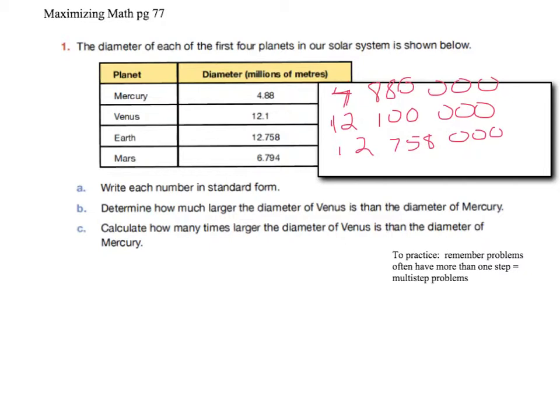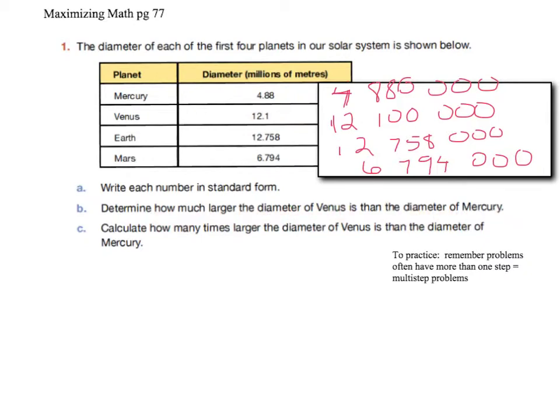6.794 million, so 6,794,000 would be our standard number there. All right, now that you know the standard number for those, go ahead and determine how much larger the diameter of Venus is than the diameter of Mercury.